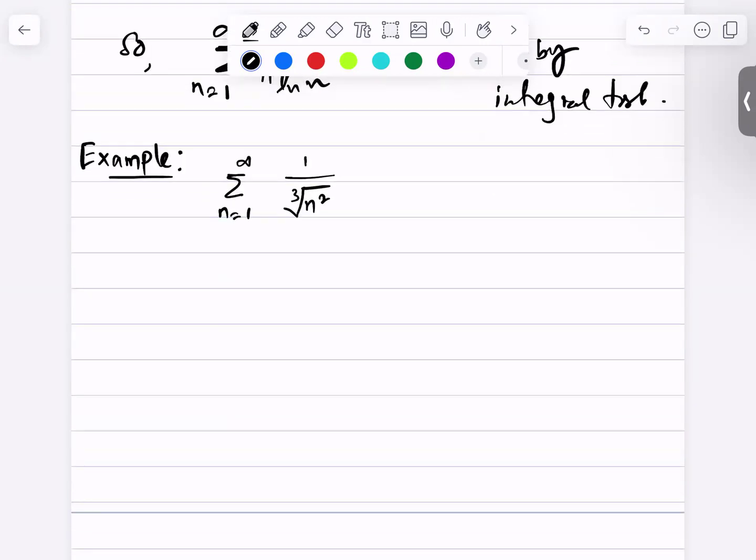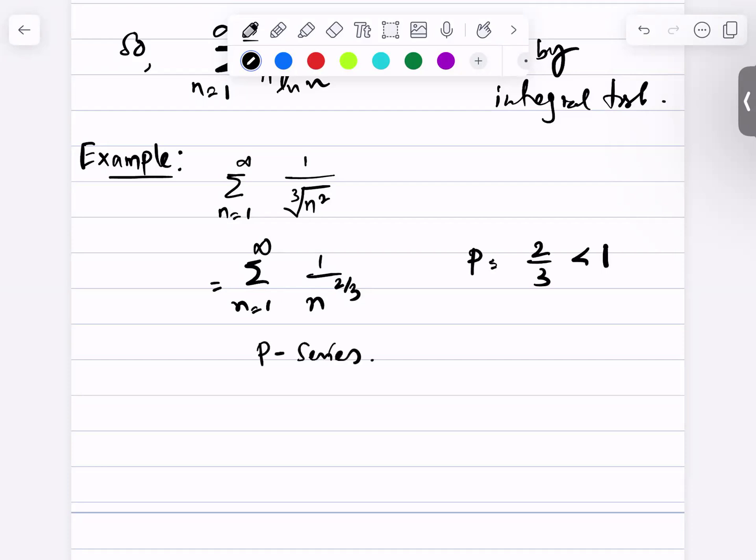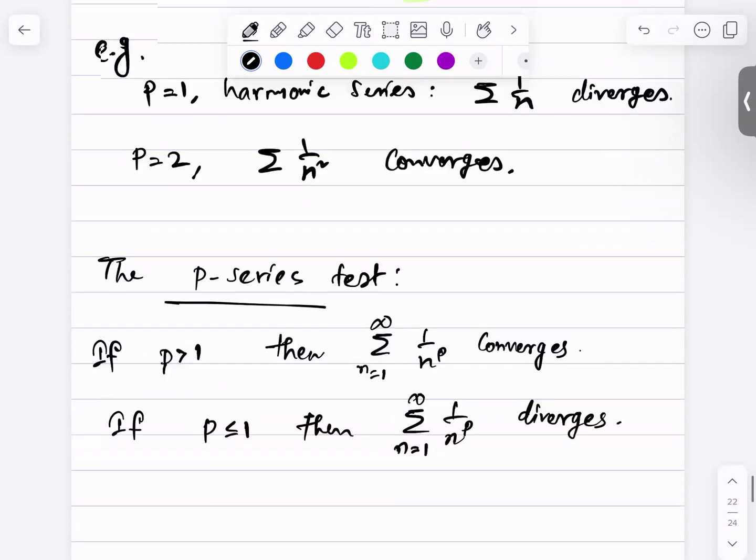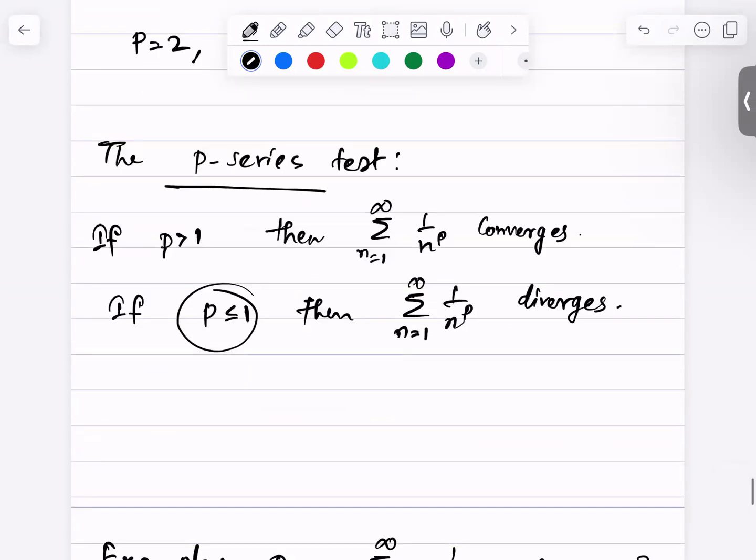Okay, now the next example is the summation from n equals 1 to infinity of 1 over the cube root of n squared. So this is basically 1 over n to the 2 over 3, right? You can use different things, but here p is 2/3, which is less than 1. This is basically a p-series, and the series diverges, because the p-series test tells me that if my p is less than or equal to 1, then the series 1 over n to the p diverges.